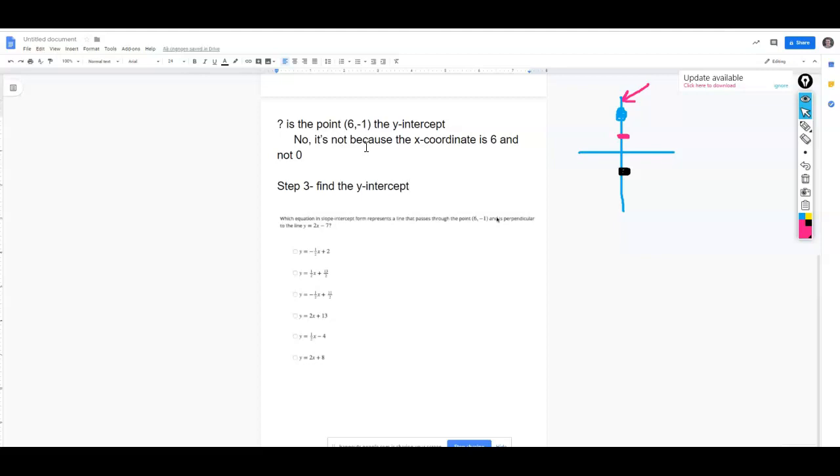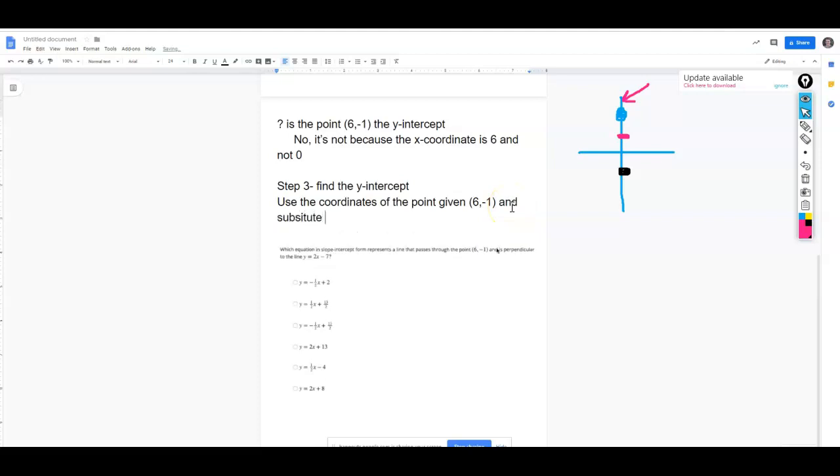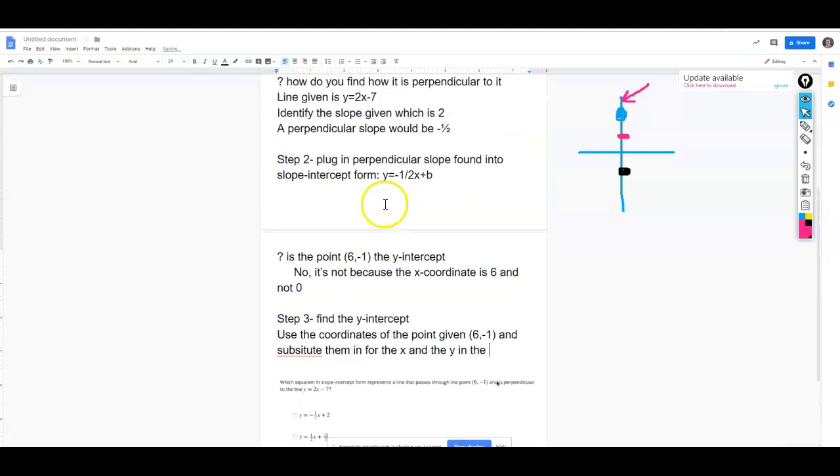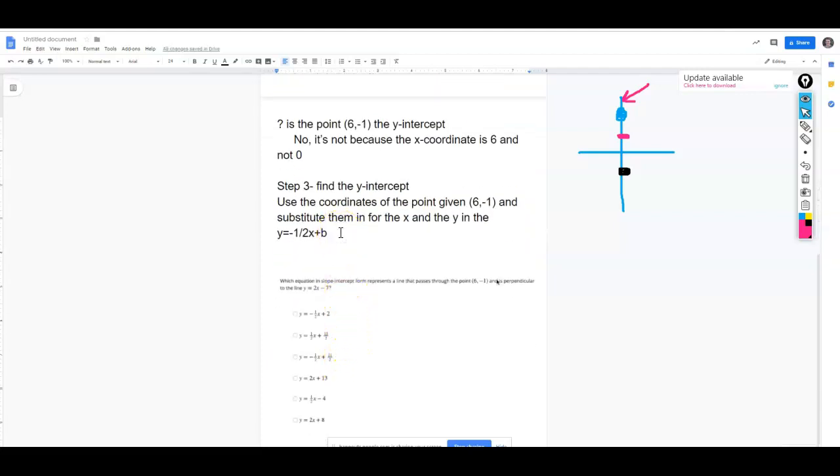Okay, so the next step is to find the y-intercept. And to do this, we're going to use the coordinates of the point given, which was 6, -1 in the question, and substitute them in for the x and the y in the slope-intercept form we have, in the equation we have from step 2. You ready for that?